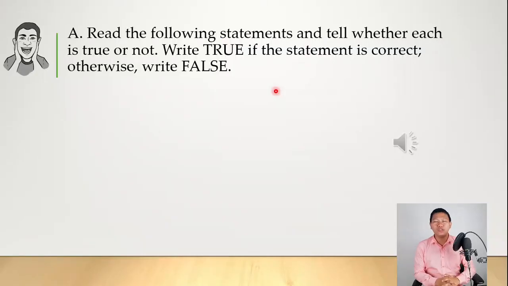So in your module, you have 3 or more activities. Now, what we will be doing here is that we will answer the first one, and then you do the succeeding ones on your own, okay? For letter A, read the following statements and tell whether each is true or not. Write capital letter TRUE if you believe it's true, and otherwise write FALSE. Are you ready? Okay, then let's begin.